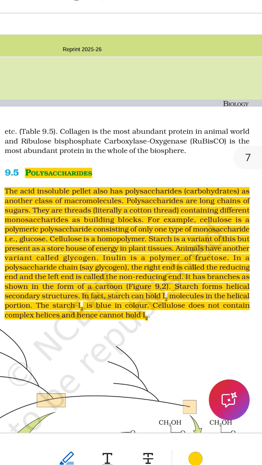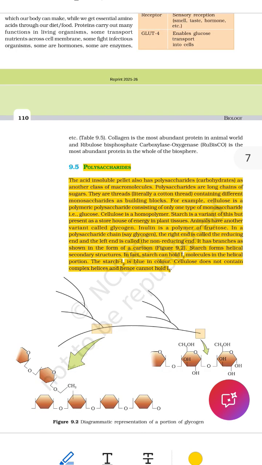Glycogen, similar to starch but found in animals, including humans. Chains are highly branched, allowing for quick release of glucose when we need energy fast. Stored in liver and muscles, our emergency sugar battery.